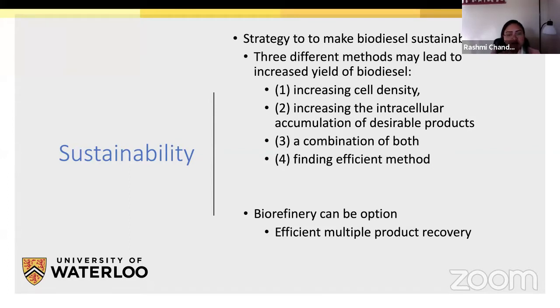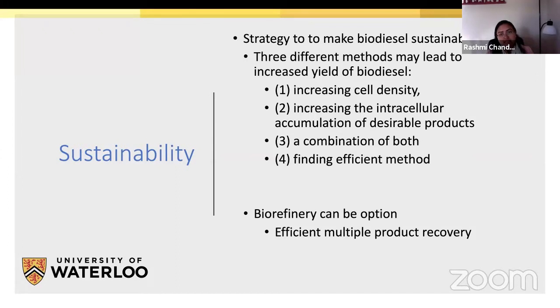Now, if we talk about sustainability, there are four things we can do. First, we can increase the cell density, because increasing cell biomass is one of the constraints. If you increase the cell density, producing a lot of dry biomass from algal cultivation, then you can overcome a lot of parameters. Like if productivity is less, you can satisfy that demand. If there is another product, you can use that biomass for multiple products.